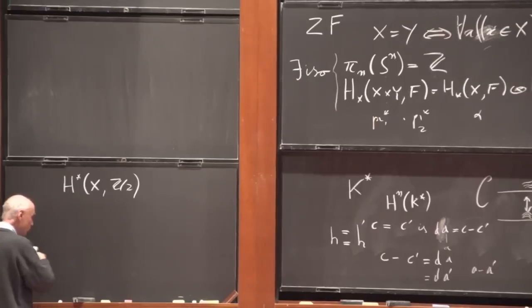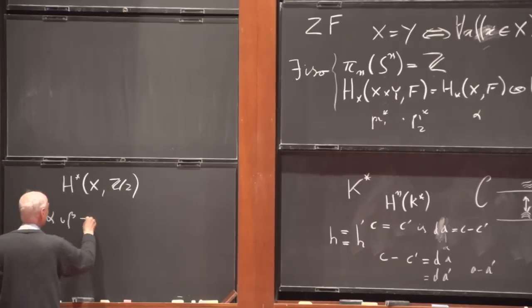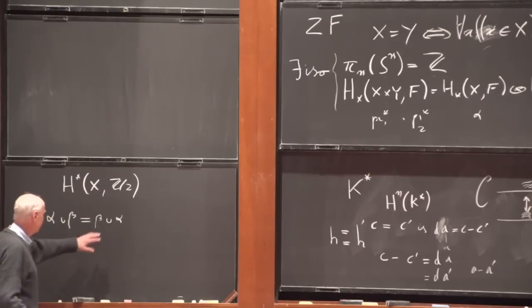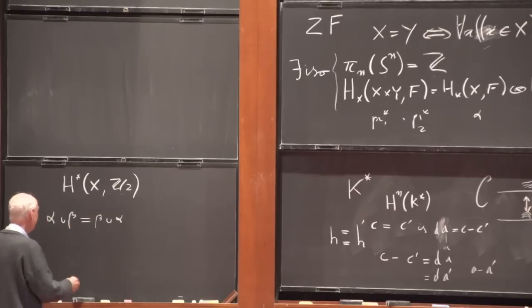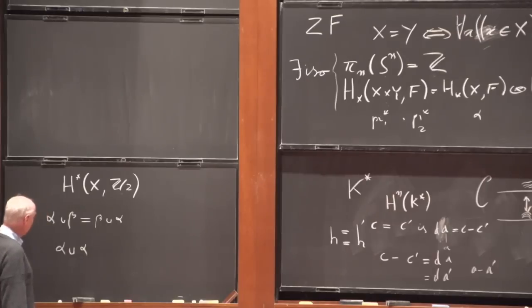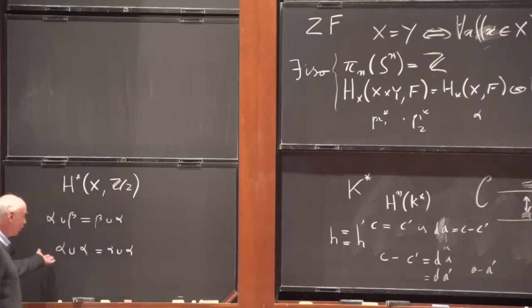Now, you know that if you have two cohomology classes, the cup product in cohomology mod 2 will be commutative. And it's true only because of Z mod 2, otherwise you would have a minus sign. Now, if you consider a class cup itself, this gives you two proofs that alpha cup alpha is equal to alpha cup alpha. First, the obvious proof is the same thing, and then this proof of commutativity.